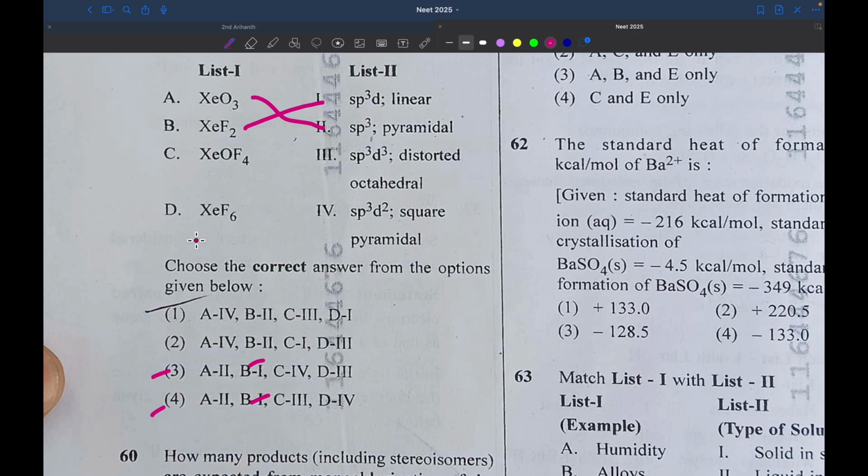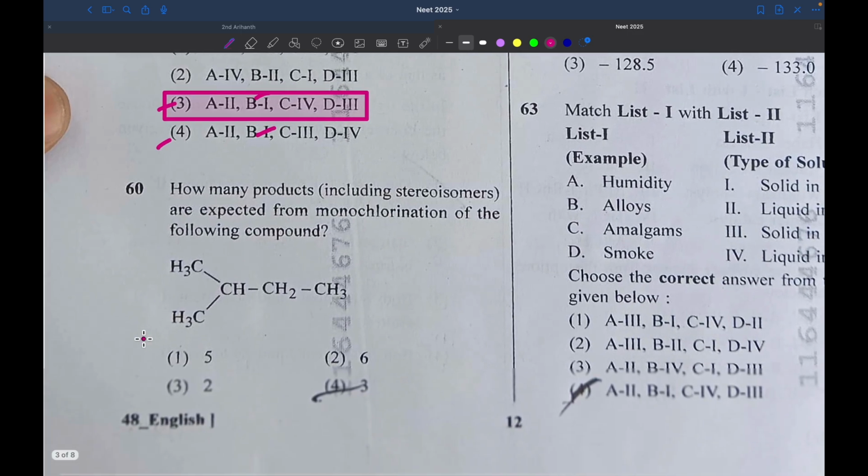XeF6: 8 plus 6, 14 by 2 is 7, sp3d3 hybridization, that is D goes with 3. So D goes with the third option. Direct question, essay questions we have done so many times.